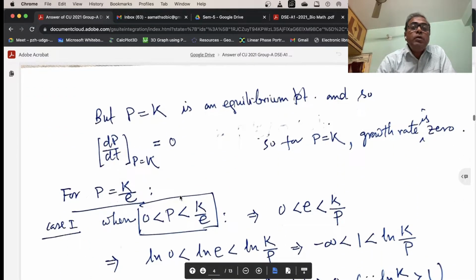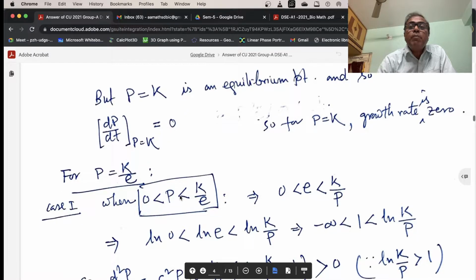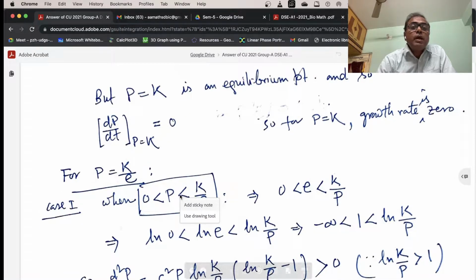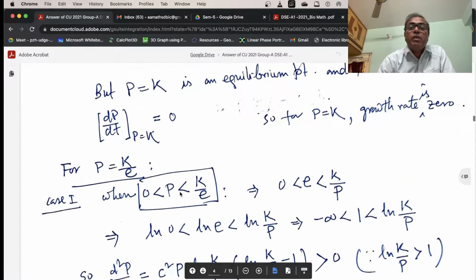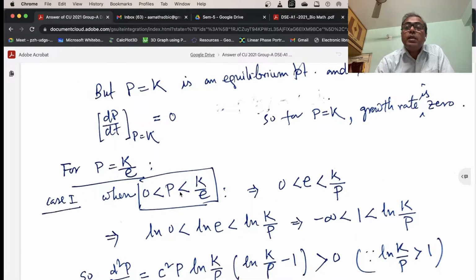But P = K is an equilibrium point. So dP/dt at the point P = K is equal to 0. So for P = K, the growth rate is 0, because dP/dt = 0. dP/dt means the growth rate of P.